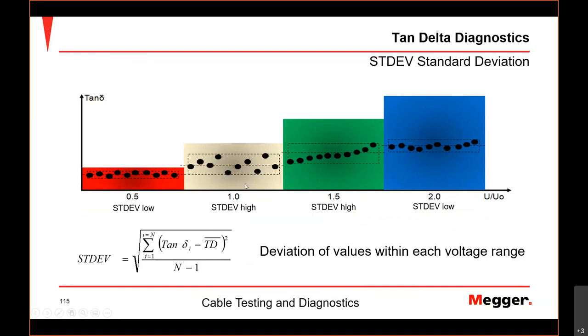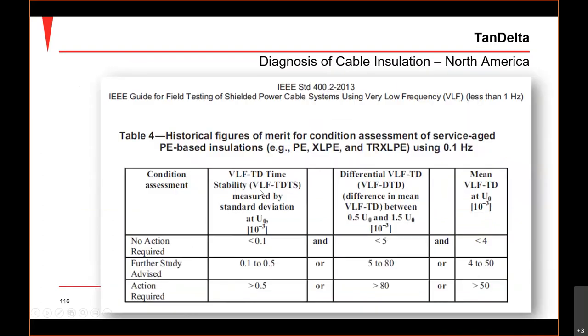These 3 factors. And now we're looking here at the one in North America, measuring between 0.5 and 1.5. So we're looking at the average value, the mean value, the difference of tan deltas, so that's the tip up, delta tan delta, and the stability. If all of them are under a certain value, we say no action required. Well, the standard says no action required. If one of those is out of the range, then we say further studies advised, or if it's over a certain value, then action required.